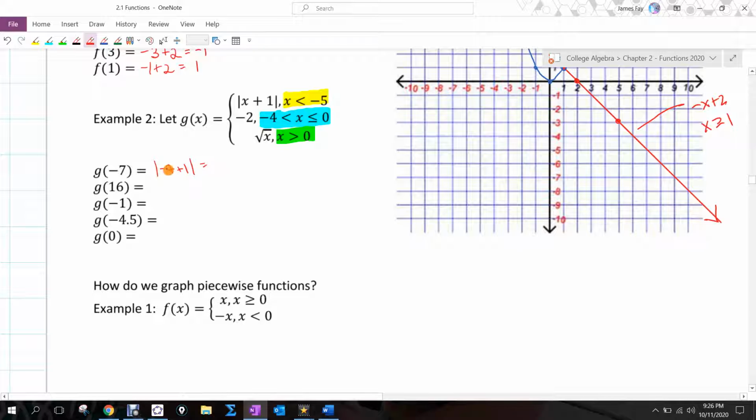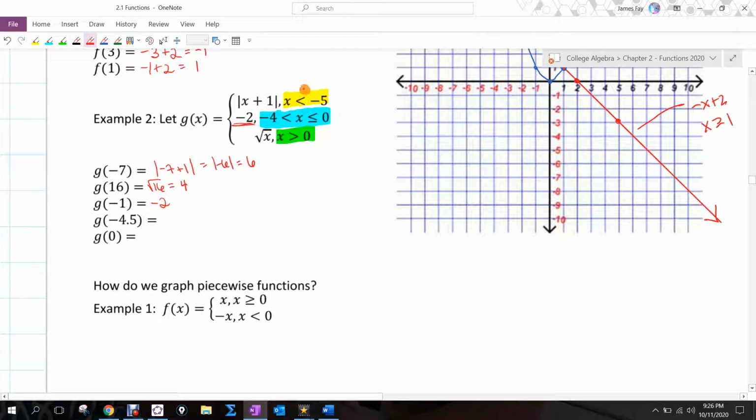That's going to give me, so -7 plus 1 is -6. Absolute value is 6. Next one is 16. So figure out where 16 is. 16 is in this green one. So plug in 16 to that. I get 4 back. Next, -1. Find where -1 is. -1 should be in this interval here. Now my rule is a constant linear function, so it just spits back -2.